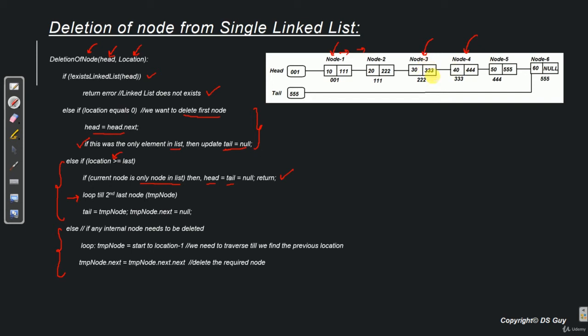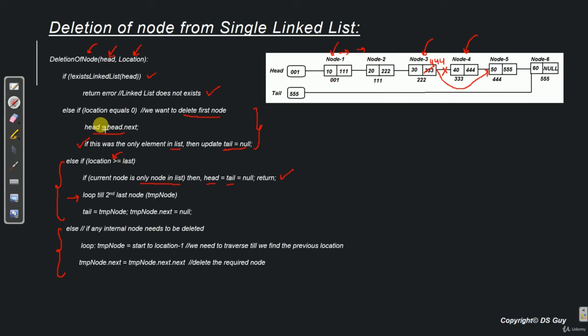Now the next step that we want to do is connect node 3 and node 5. So for that what we have to do is update it to 444, which is the address of node 5. So now node 4 is not being pointed to by any of the references, so it automatically gets destroyed.